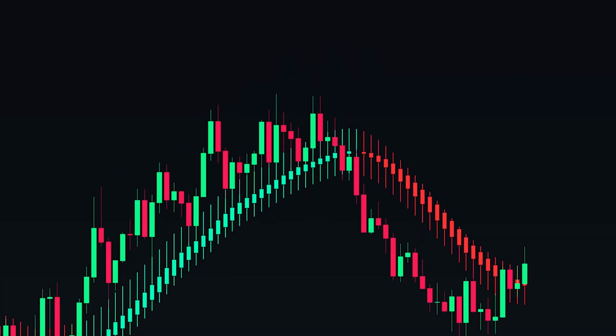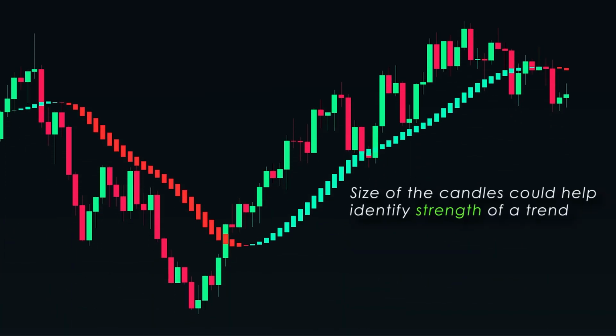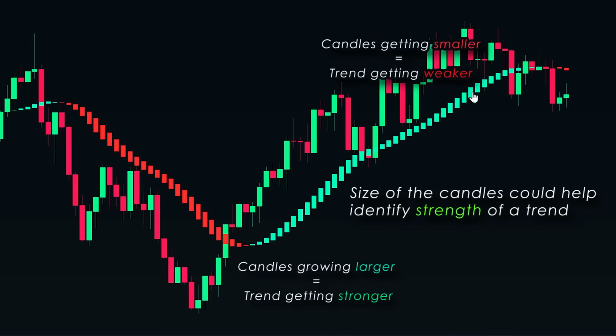For example, if the indicator showed a color change from green to red, it indicates that the trend is switching from an uptrend to a possible downtrend, and vice versa. The size of the candles could also help traders identify the strength of an existing trend. If the candles are growing larger in size, it indicates that the trend is getting stronger, which means more momentum. Similarly, if the candles gradually become smaller, it indicates that the strength of the trend is getting weaker.